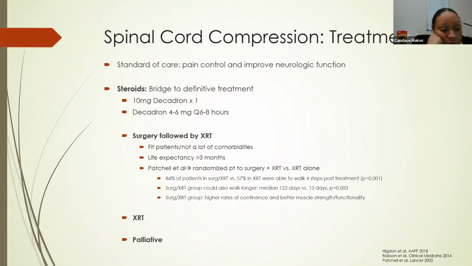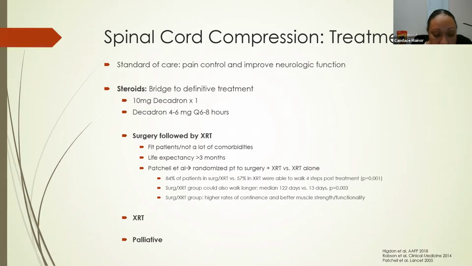On the whole, patients who are fit, don't have a lot of comorbidities, have a great performance status, and a life expectancy greater than 3 months are better served by having their cord compression treated with surgery followed by radiation versus radiation alone. There was a study looking at the difference between surgery and radiation versus radiation alone, with the primary endpoint of a patient's ability to walk 4 weeks after therapy.